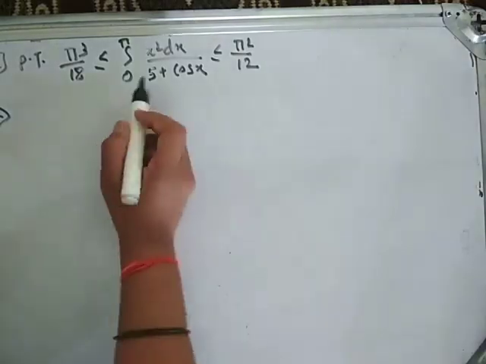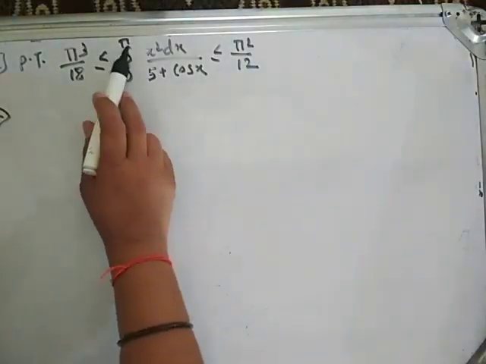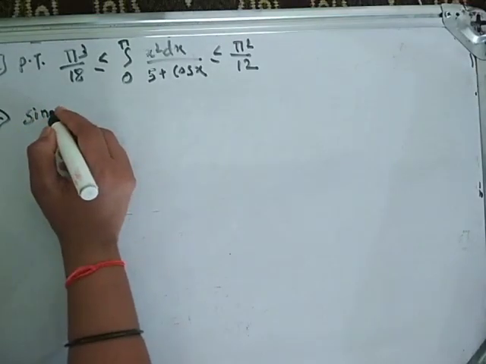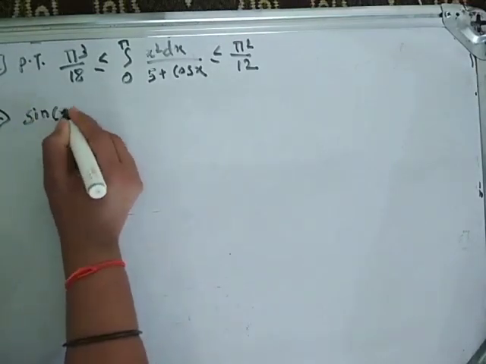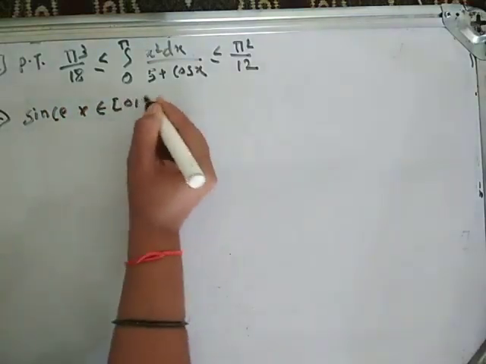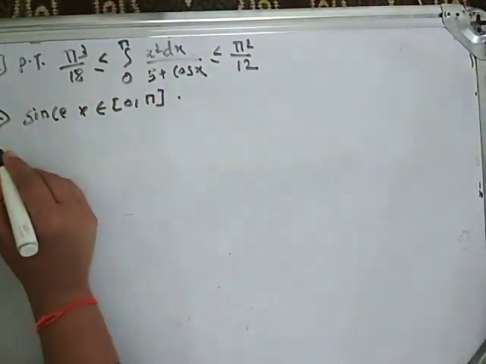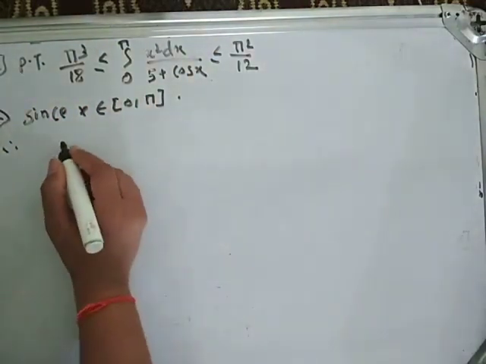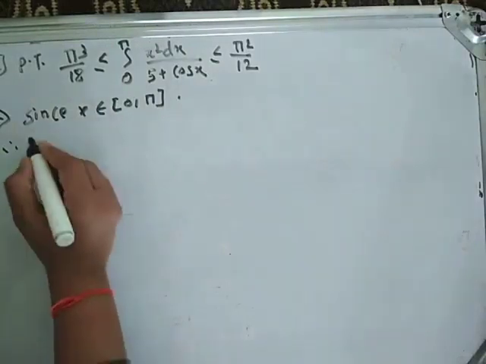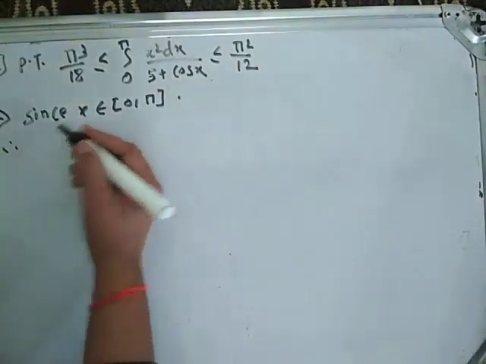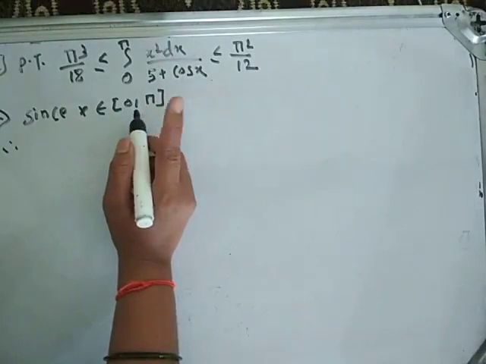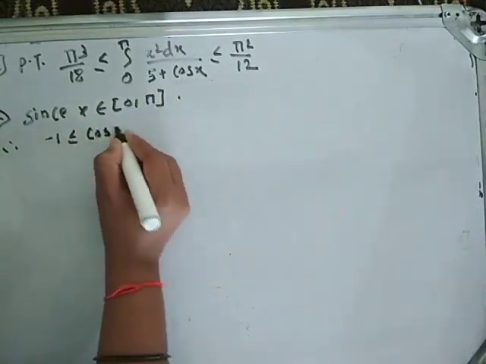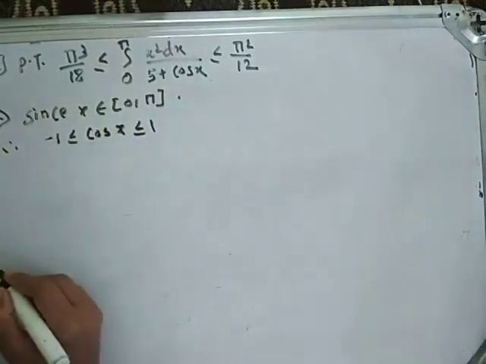See here, integration from 0 to pi means your x lies in the closed interval 0 to pi. Since x belongs to the closed interval 0 pi, therefore cos x lies between -1 and 1, because cos 0 is 1 and cos pi is -1. That's why -1 is less than or equal to cos x is less than or equal to 1.